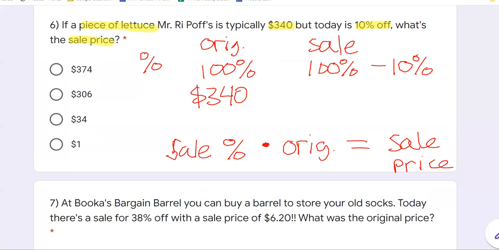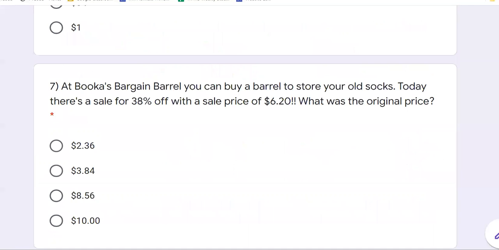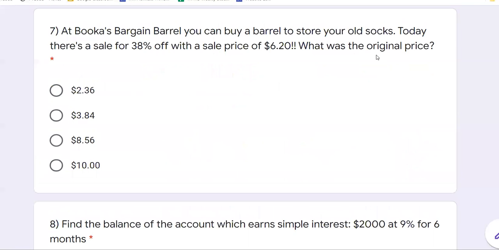Okay, all right, just trucking right along. I can't believe how good we're doing. It's amazing. So next one, at Buka's Bargain Barrel, you can buy a barrel to store your old socks. Today there's a sale for 38% off, with a sale price of $6.20.